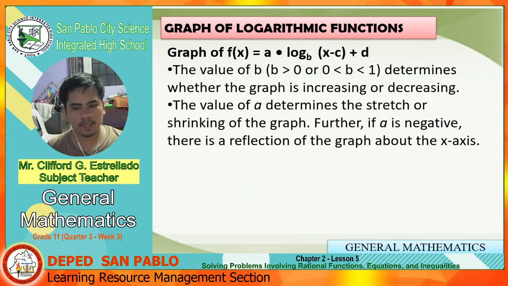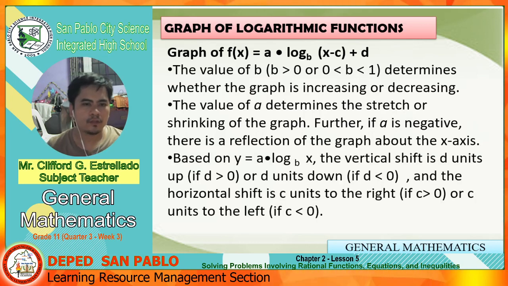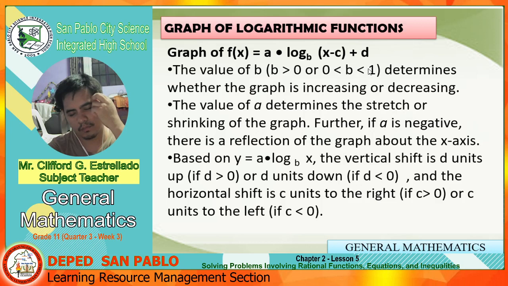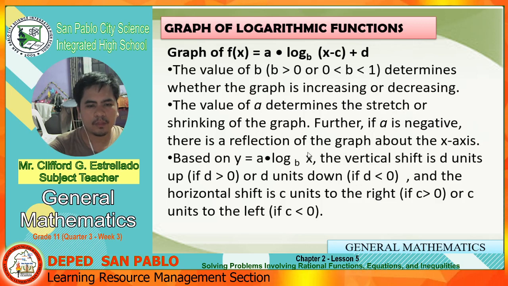Horizontal and vertical shifting. Based on y is equal to a times the logarithm of x with the base b, the vertical shift is d units up if d is greater than 0 or d units down if d is less than 0. Nandito, may plus d sa taas. So, pag greater than 0 yan, mag-move ang graph natin d units upward. Okay? Pero pag negative yan, d units downward naman.